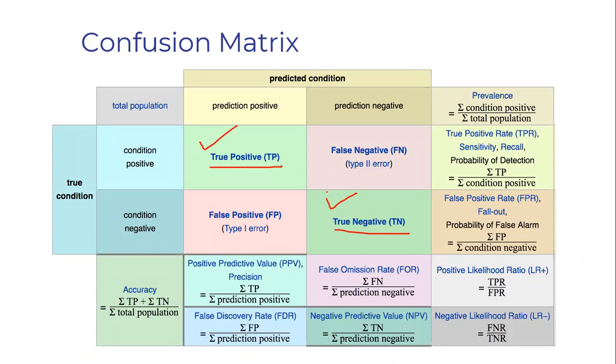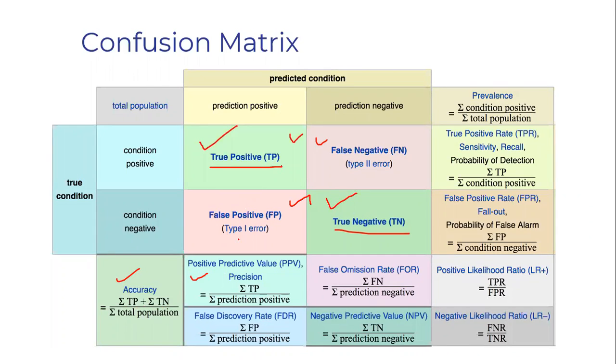And what is the total number of predictions? This plus this plus this plus this, right? Total predictions are this many. So accuracy is this one: true positive plus true negative upon total population. Total population is the sum of all four, right? So this is accuracy. Now we will look at precision.